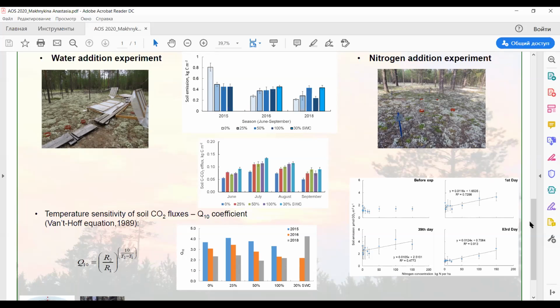And if later there are more extreme weather events with precipitation, I would say we'll get less CO2 emission for the forested areas of the boreal region.